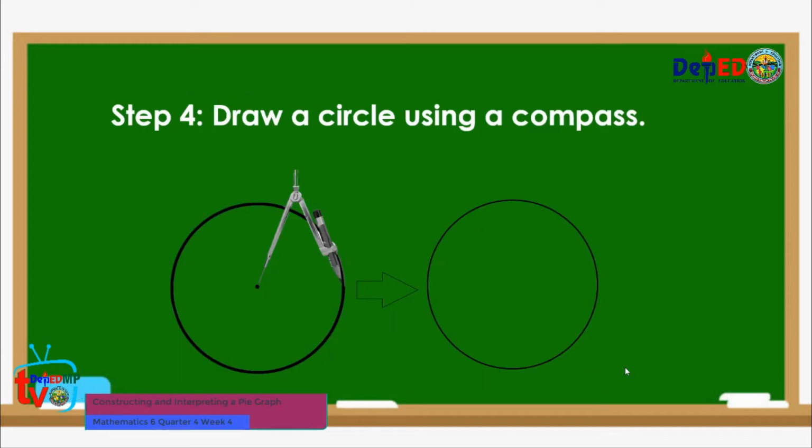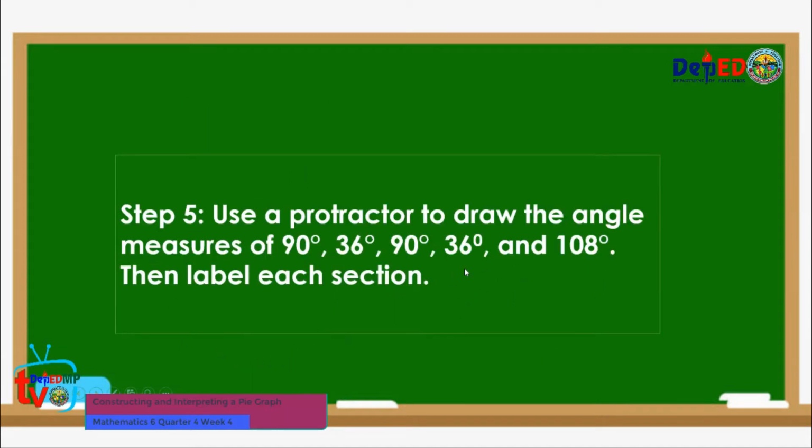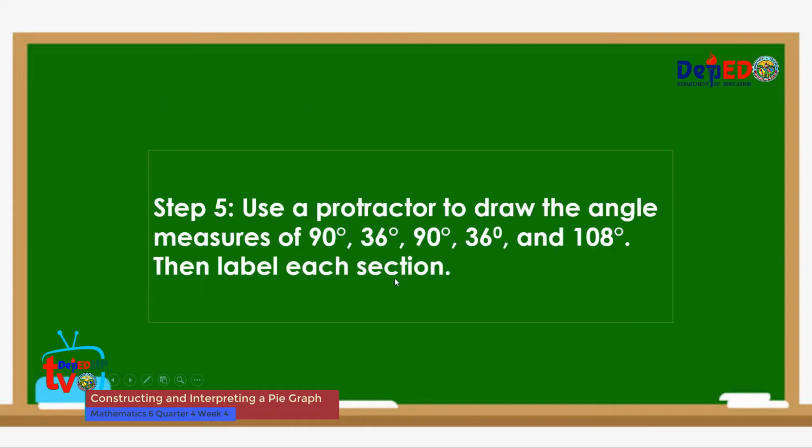Step 4. Draw a circle using a compass. Now we have here the compass. Use this compass to draw a perfect circle. So this is the output. Step 5. Use a protractor to draw the angle measures of 90 degrees, 36 degrees, 90 degrees, 36 degrees, and 108 degrees. Then label each section.